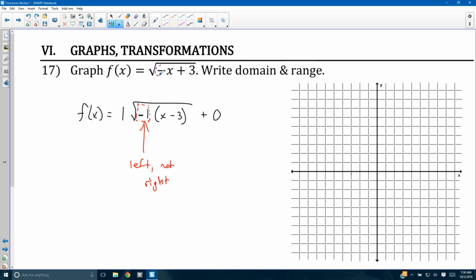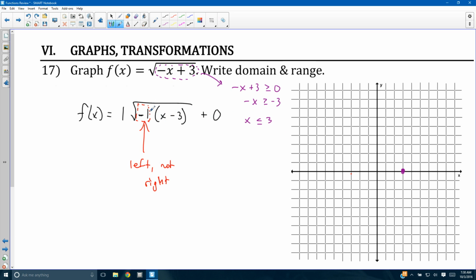Now, another way of knowing this goes to the left is just by writing the domain first. You can realize that negative x plus 3 has to be greater than or equal to 0. If I subtract 3, negative x has to be greater than or equal to negative 3. Divide both sides by negative 1, or multiply both sides by negative 1. The inequality flips. x has to be less than or equal to 3, as you can see. So less than means to the left of. This would be your starting point here at 3, 0, like I said. This negative indicates we go to the left instead of the right.